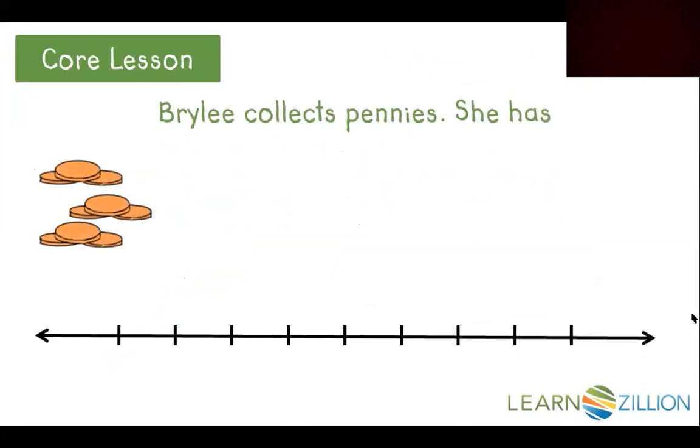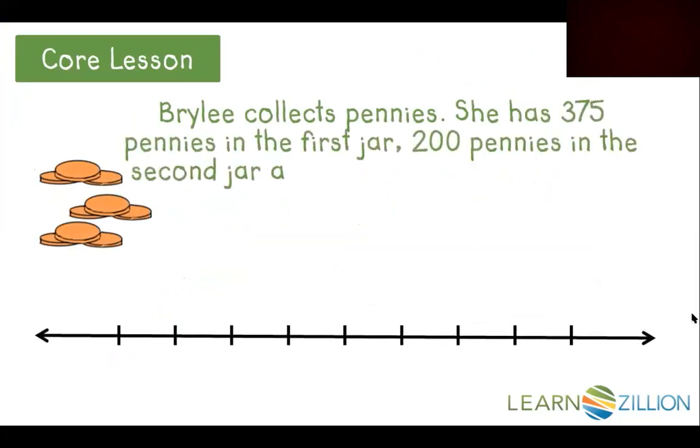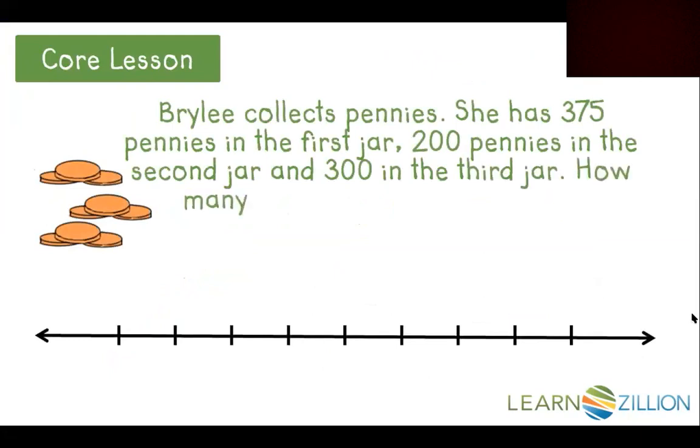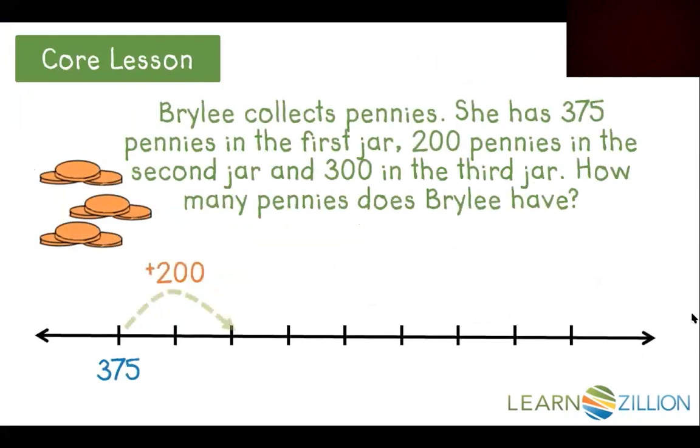Briley collects pennies. She has 375 pennies in the first jar, 200 pennies in the second jar, and 300 in the third jar. How many pennies does Briley have? We can start at 375 on the number line, plus 200, 575. Do you notice only the hundreds digit changed?